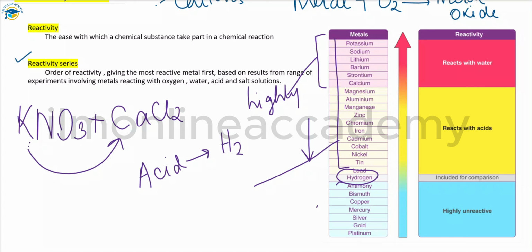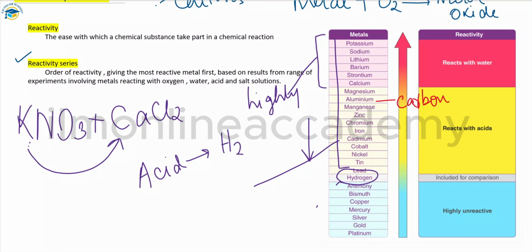Hydrogen is present here below lead, and we can also place carbon in the reactivity series. The placement of carbon will be below aluminum. This carbon, which we are including in the reactivity series, is useful for the extraction of the metals, which we will discuss in the next chapter. We can extract the metal from their ores by using carbon. Reduction with carbon is an important reaction.